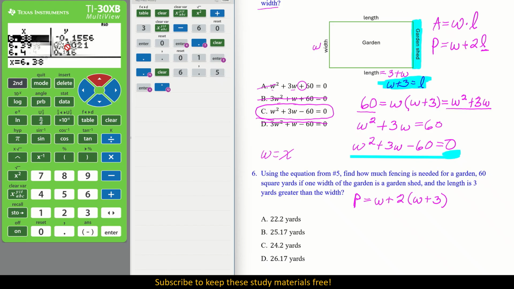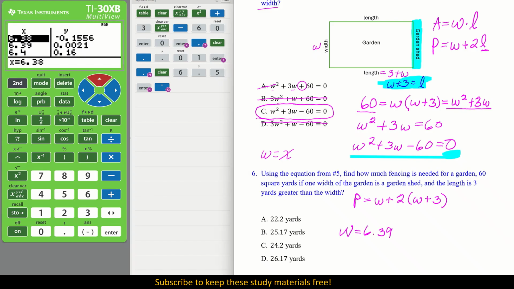This value here of 0.0021 is very close to the 0, which means that we have a rounding situation. So I would go with the 6.39. It's probably closest, okay? But I would say it's good enough for our purposes. So let's say W equals 6.39, and we will put that into our calculator with this being substituted.